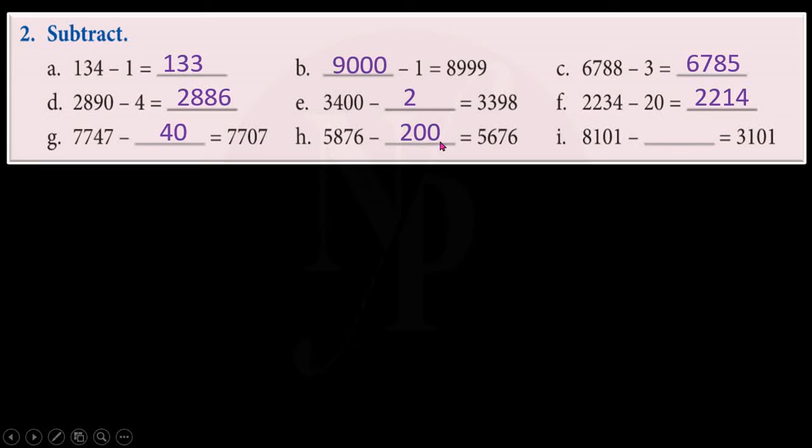So on subtracting 200 from 5876, you will get 5676.